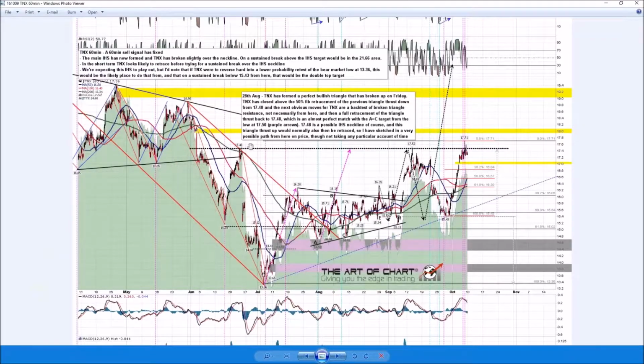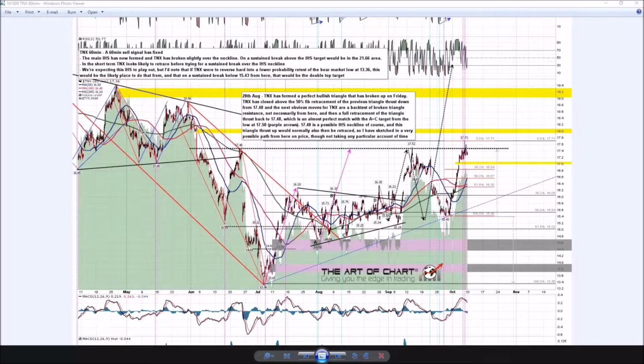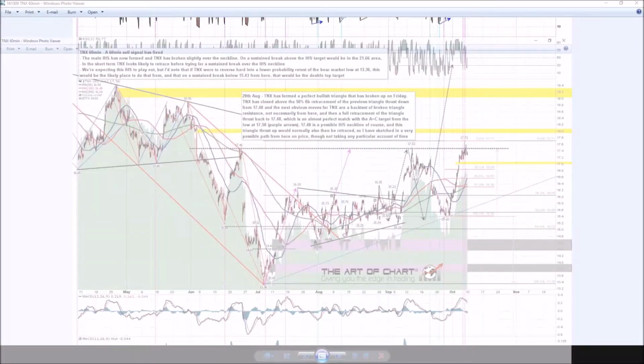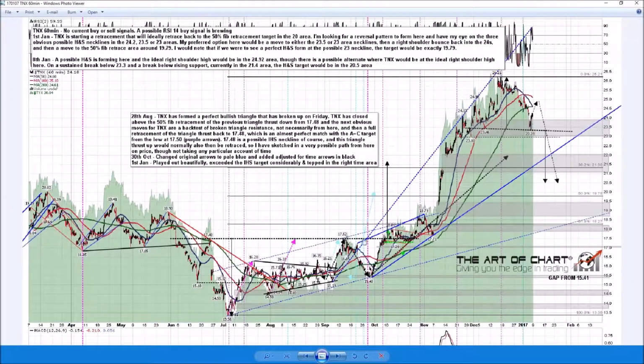At that stage, the IHS is now complete. So that's left shoulder, head, right shoulder. The triangle is played out by this stage, but obviously we've now got an IHS and we're expecting it to break up, and that is what happened afterwards. So this is the triangle here, this is the little IHS, this is the IHS target, and that's where TNX actually went. So it actually went up, gapped through the target, and ran on considerably further in a very, very strong move.